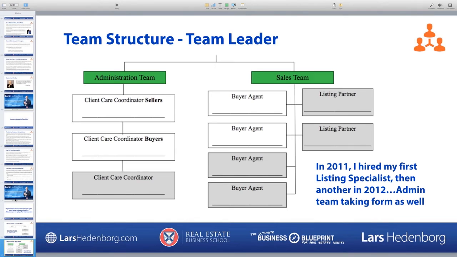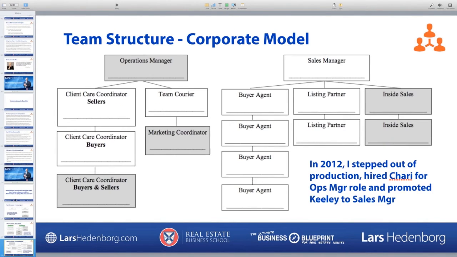Ended 2010 with just Tia. In 2011, we hired the listing manager. We hired an inside salesperson, and then we ended up separating out the buyer closing and the listing client care. So that's the team leader model. And then we look at the corporate model.